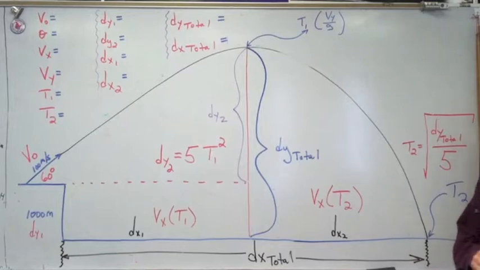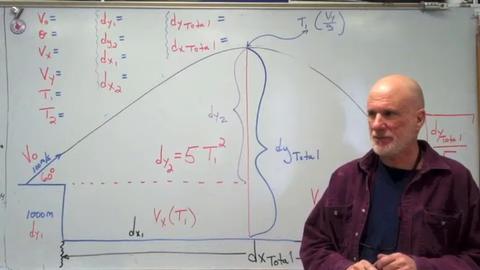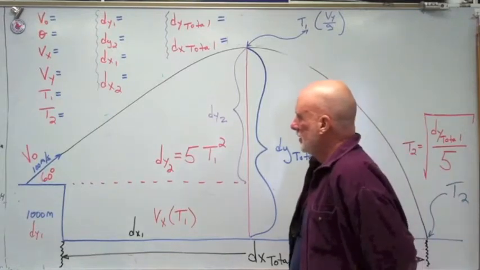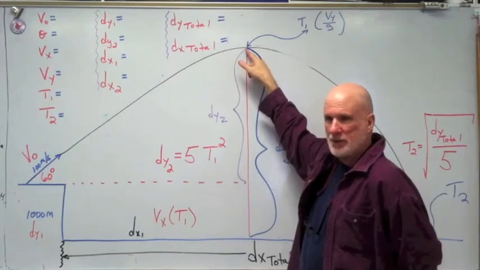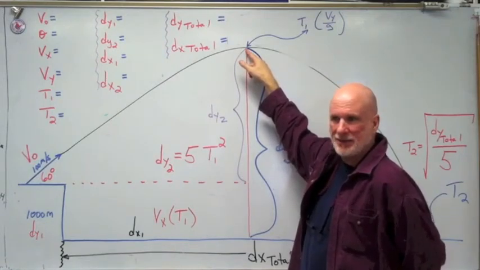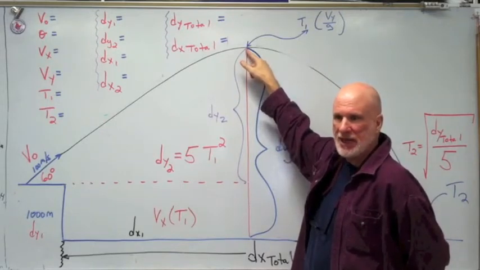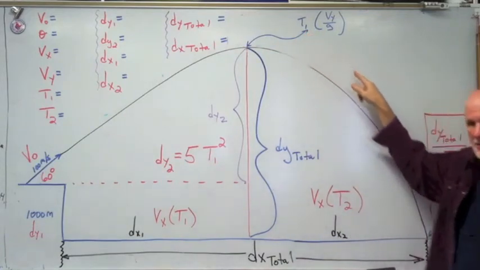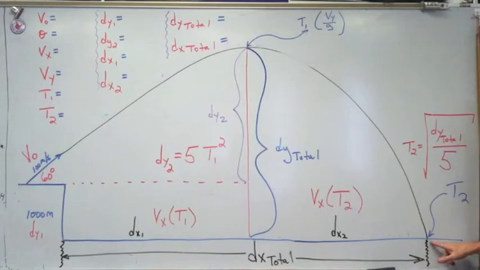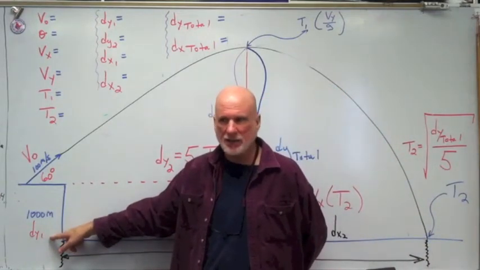Now, let's look at a couple of parameters. This point, the max height, the maximum distance in the y direction, the time it takes to get there, we're going to call t1. The amount of time it takes to get to here, we're going to call time 2. The height of the cliff, we're going to call dy1.